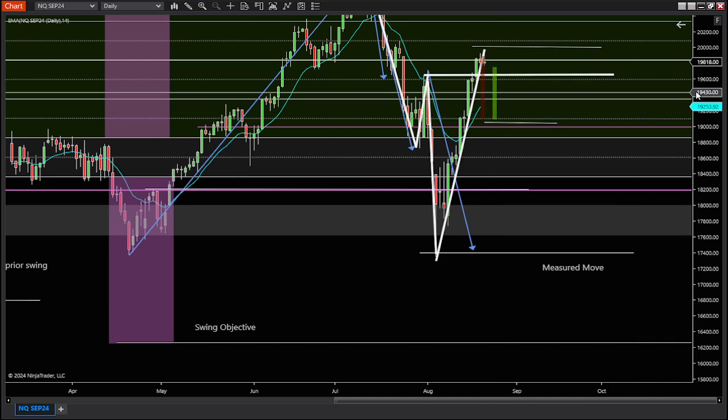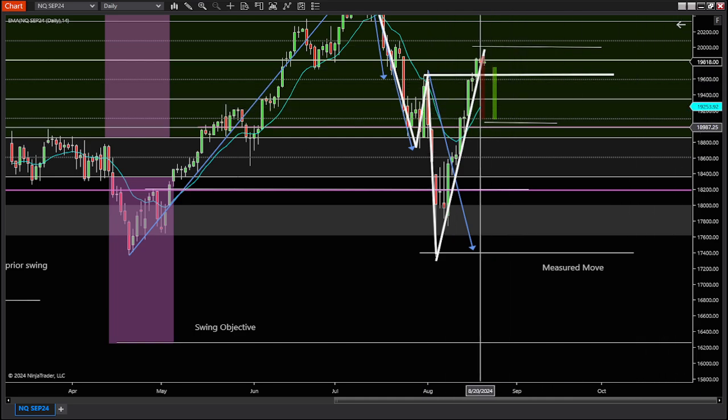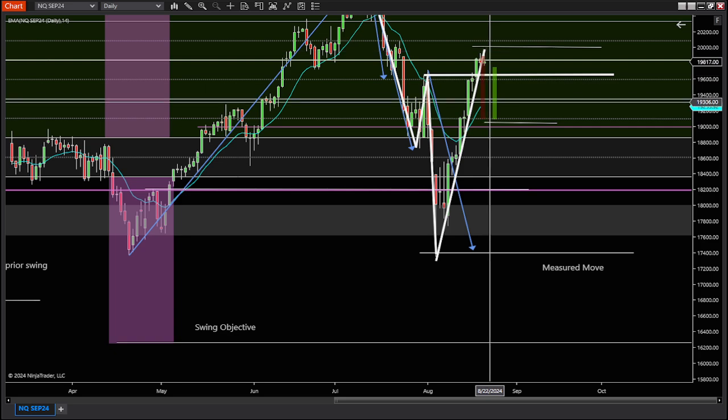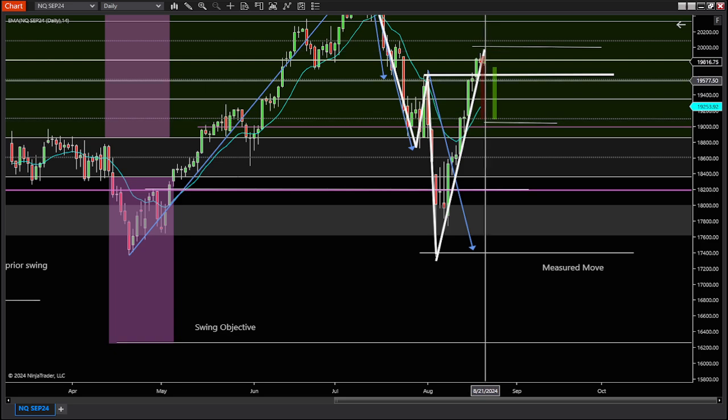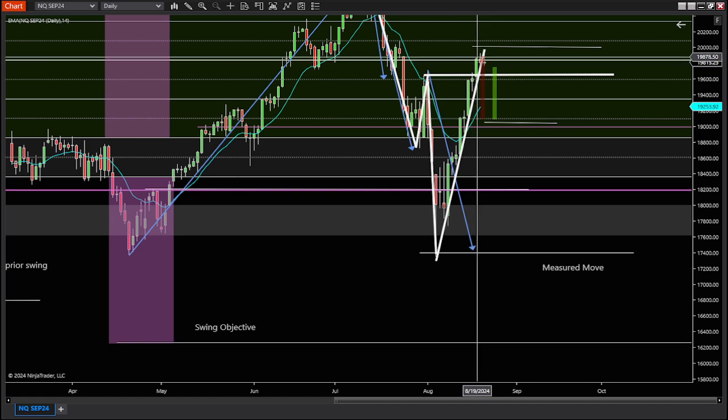So that's why I use it on the daily, just to see the overall sentiment. We are extending off of it. We could get an entry down here. We might not. Who knows? But that's something that I'm looking at moving forward. Kind of wanted to go over this.